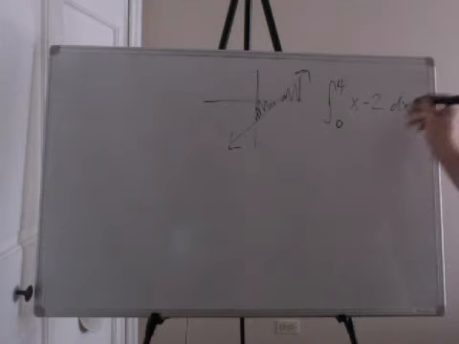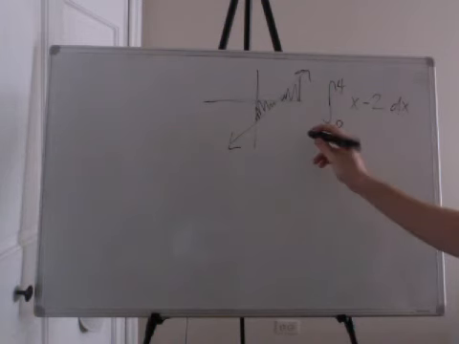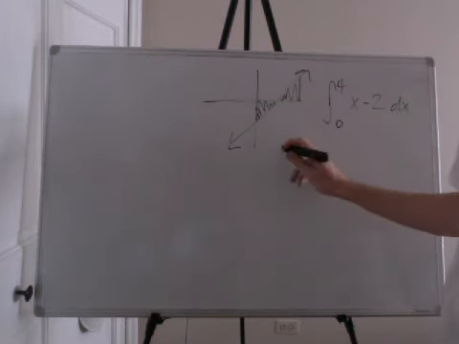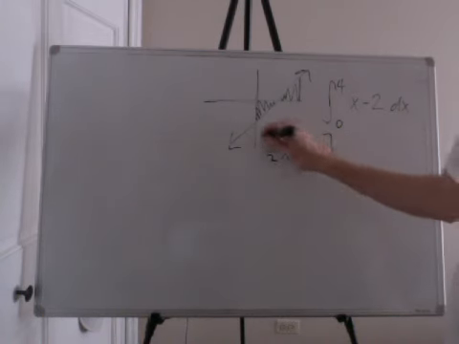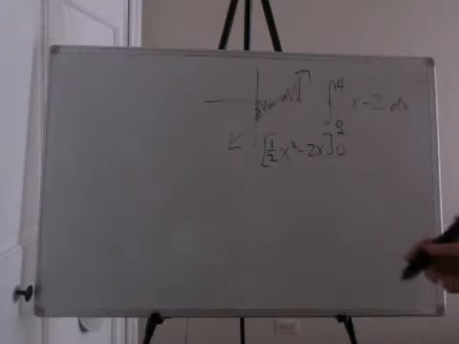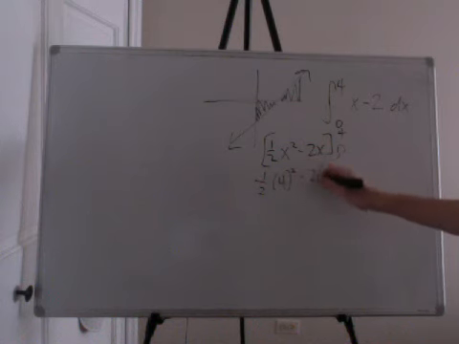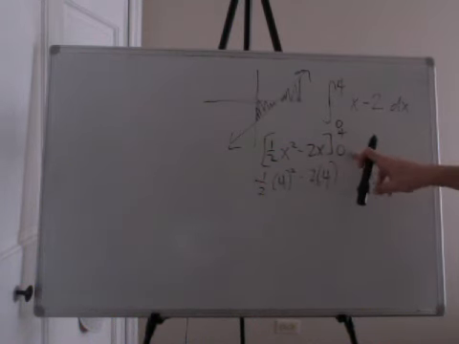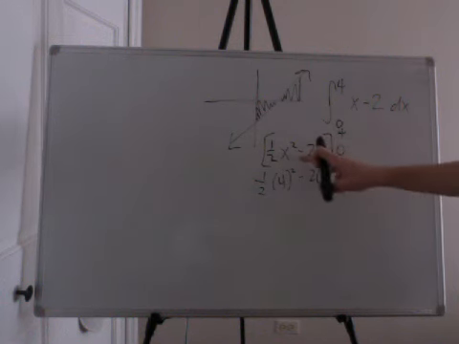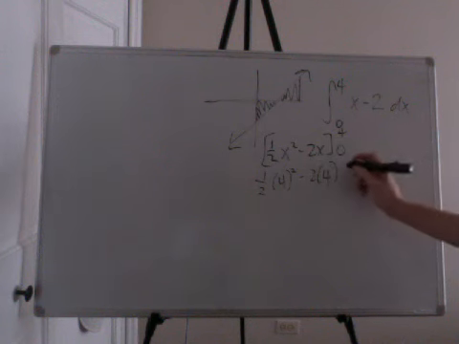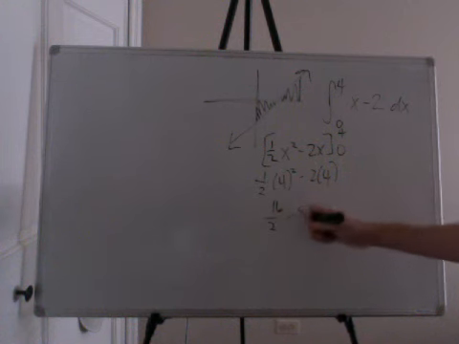So the answer would be 0, but to practice the first fundamental theorem of calculus, I'm going to just do this problem. The antiderivative of x minus 2 is 1/2 x squared minus 2x, with brackets around it, 0 to 4, and you would get 1/2 times 4 squared minus 2 times 4. Then we subtract the value at 0, but remember, this is just 0 and 0, so it's not going to be anything. So you would get 16 over 2, which is 8, minus 8, so you just get 0.